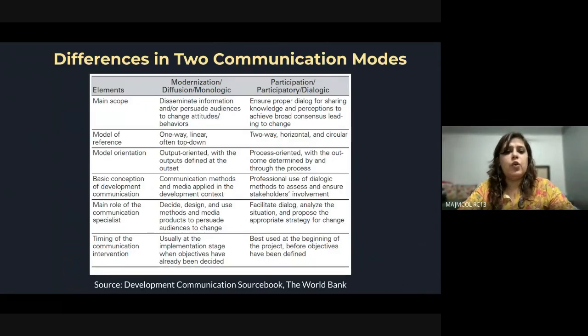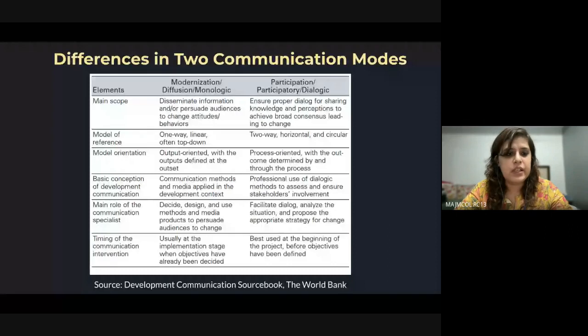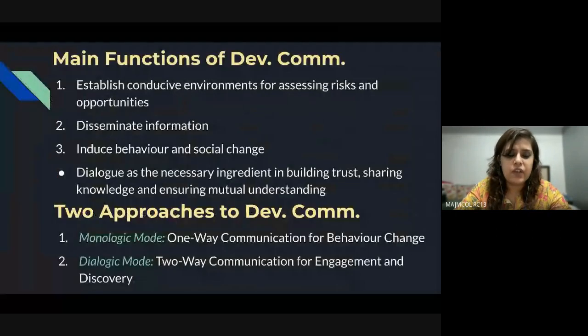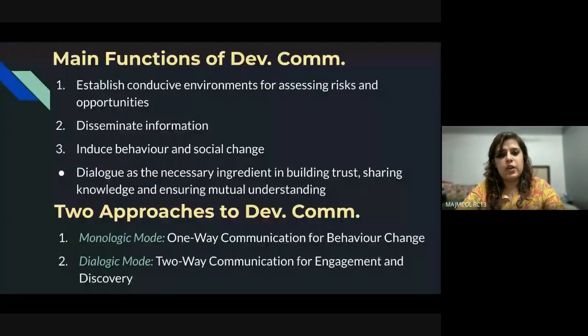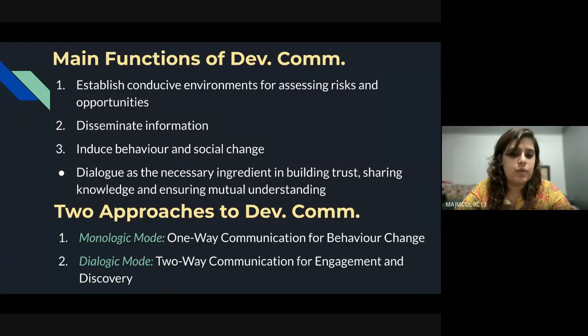Now, I've already talked about development communication to a great extent, the kind of approaches that have been taken forward, the kind of modes that we can take forward, and what the functions of development communication are. One of the key functions, as I already talked about, is to induce behavior and social change communication. From this particular perspective, social and behavioral change communication came into the picture of development communication.